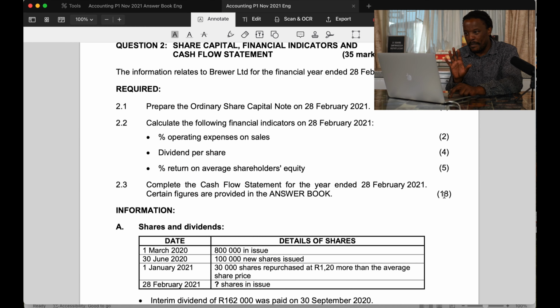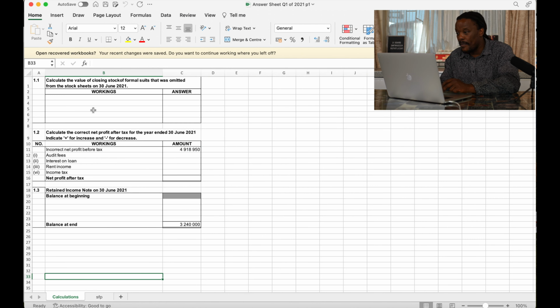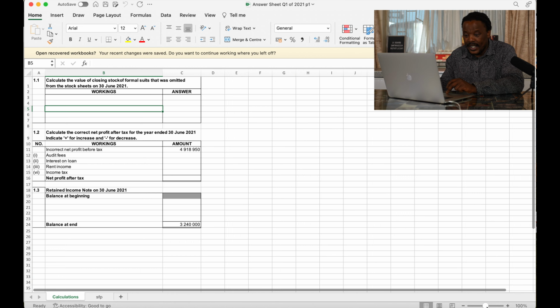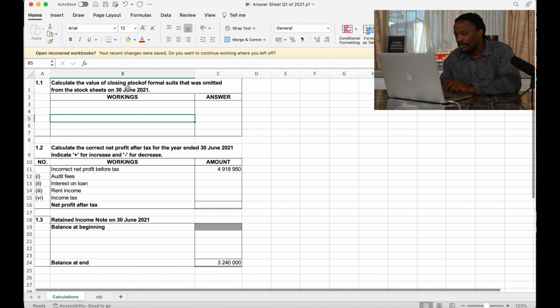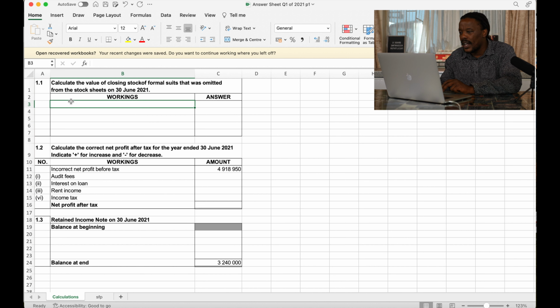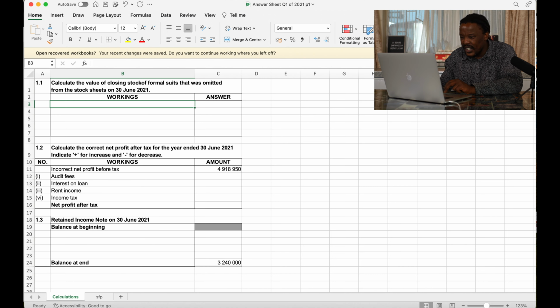But let's look at the methods, the techniques, and the procedures that we can use to quickly answer this question. When I go to my answer sheet, which I did earlier, it is exactly the same as the answer sheet that is given. Let me just increase the font. This is the wrong answer sheet actually. Let me look at the correct answer sheet. How did I save it?